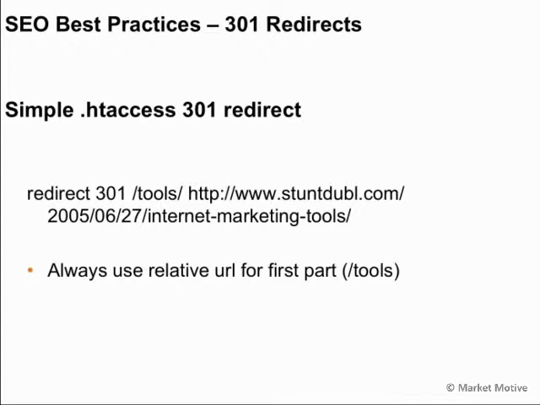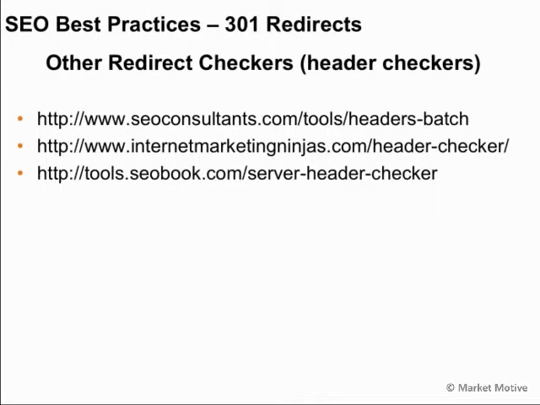You're always going to want to use the relative URL for the first part, which is that redirect. It says I'm redirecting /tools to that longer URL. And as you can see, it's just two simple lines of code that goes in that file. Redirect 301, the redirected URL first and the destination URL second. And this would go in that .htaccess file in Apache. If you want to check out some other redirect checkers, you can do a Google search for header checkers. And these are a couple of the available ones: Internet Marketing Ninjas, SEO Consultants, and SEO Book.